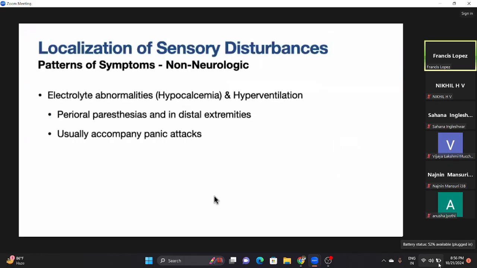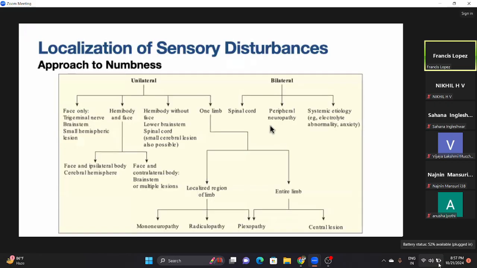Some causes can be non-neurologic, such as hypocalcemia, or even hyperventilation, which can cause these problems. So this is a good approach to a patient with numbness. Is it unilateral or bilateral, and these are the possible areas. So see here, if it is unilateral and one limb only, this can be your differential.